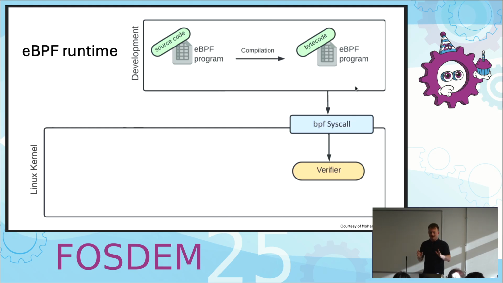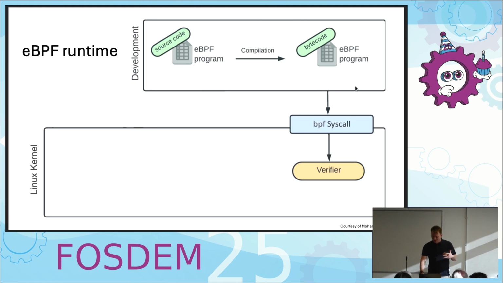The verifier is a magic black box that's supposed to make sure your program is safe in certain ways. So you can't read memory in a bad way that will cause your system to crash. You can't have unbounded loops that don't terminate because we're running this in the scheduler hot path. If you have non-terminating code there, you're in trouble. Stuff like that. It's a bit of a beast to work with.